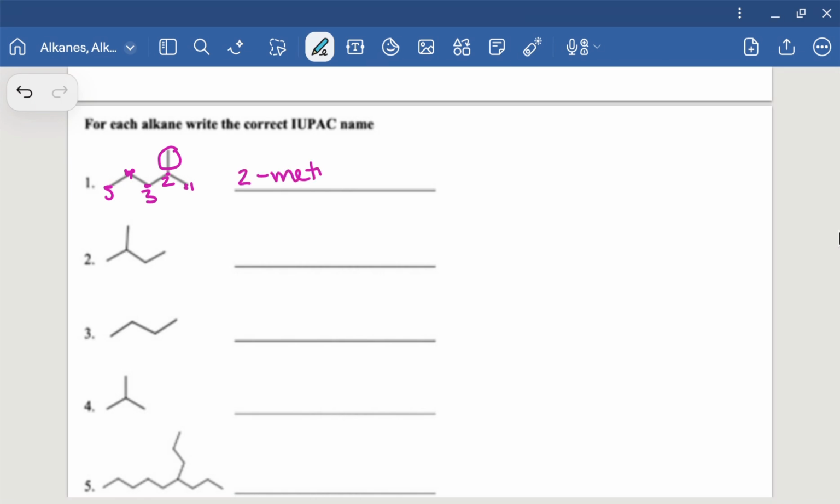That is a methyl group. And then your longest chain is pent. And then it ends in ANE because it's all single bonds. The other part you want to know here is because it's all single bonds, this would be a saturated hydrocarbon.